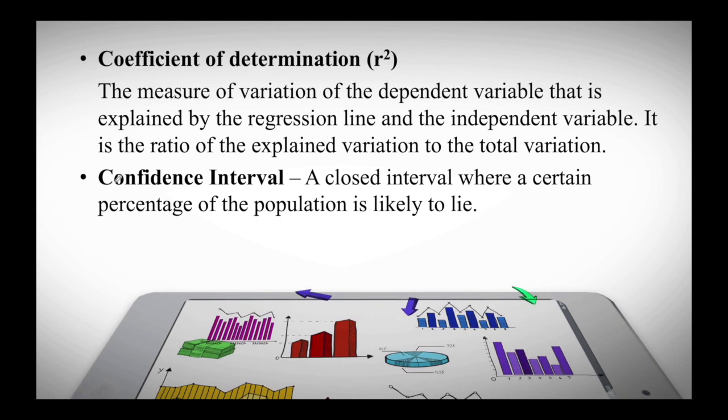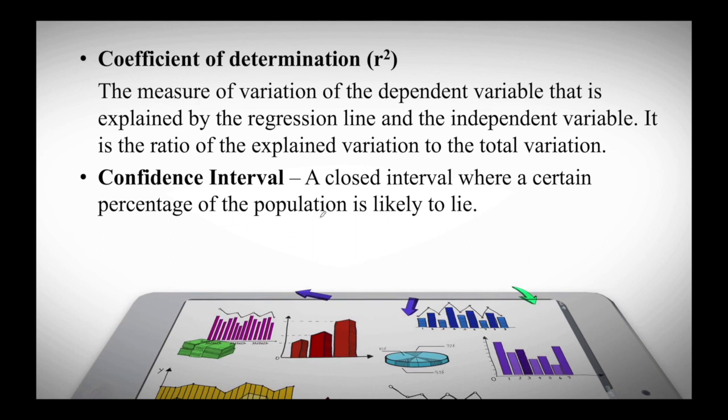Pero before that, ang goal natin dito guys is makuha yung value ng r squared or the coefficient of determination. So this is the measure of variation of the dependent variable that is explained by the regression line and the independent variable. It is the ratio of the explained variation to the total variation. Gaano kagalaw yung data. That is R squared.